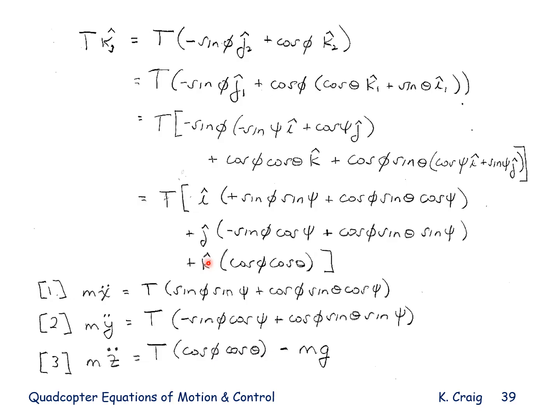If I now combine this with the results of my application of the Lagrange formulation, my translational equations of motion for the quadcopter are shown here as equations 1, 2, and 3. And these are identical to what I found using the Newton-Euler method.